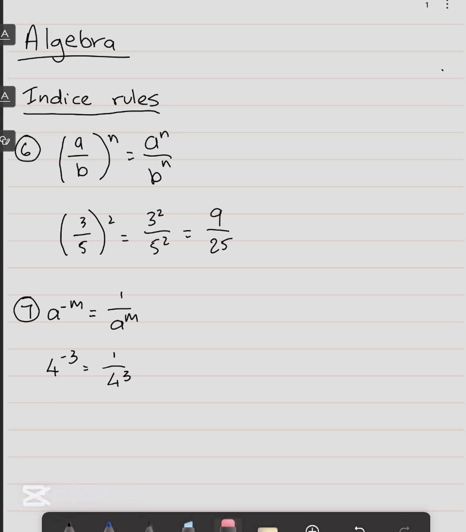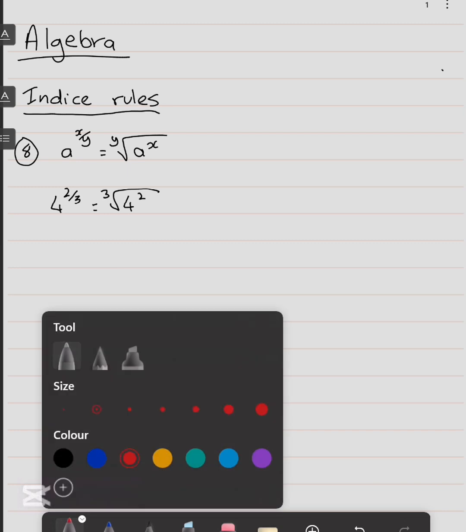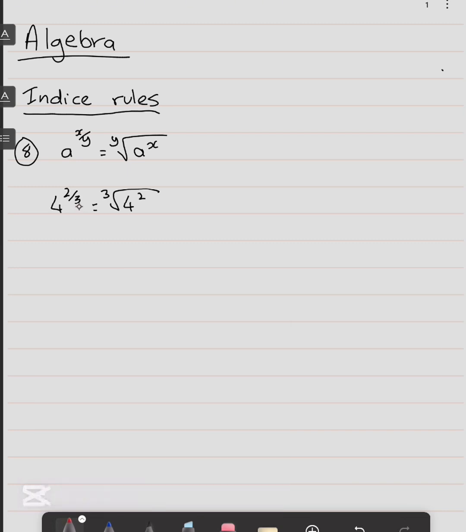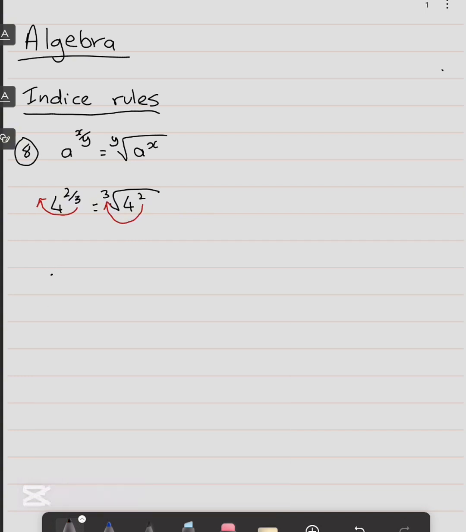Our final rule is when the power of our number is a fraction. So a to the power of x divided by y is equal to the y root of a to the power of x. An example of this is 4 to the power of 2 over 3. The 3 becomes the power of the root, so it's the third root of 4 squared. How I like to think of it is that the 3 just comes to the front, and the 2 is left to be the power.